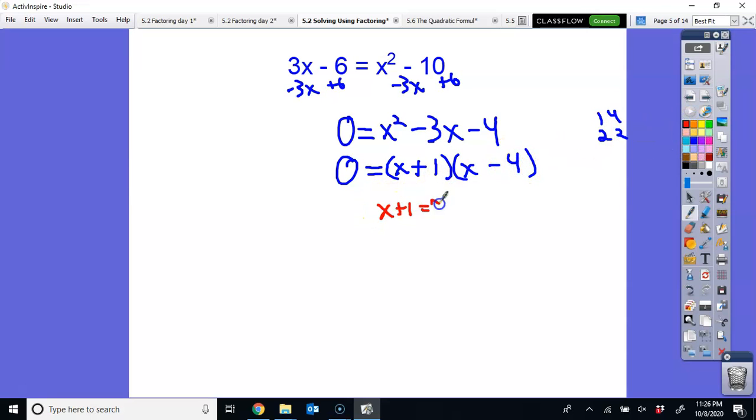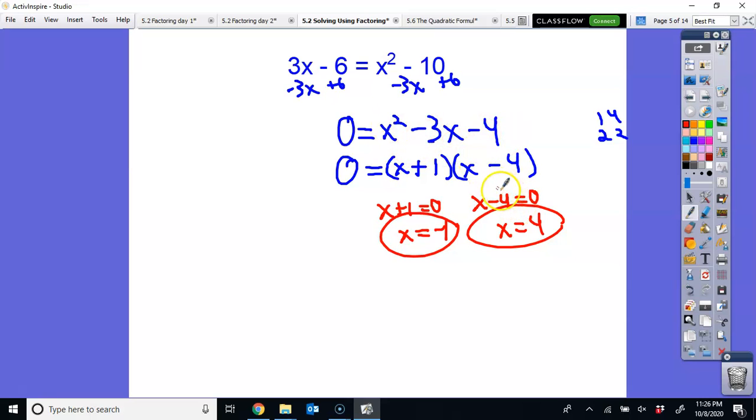Set this equal to 0. And my solutions are negative 1 and positive 4. Again, those would be my x-intercepts if I were to graph this guy. But those are also my solutions if I plug into my original equation.